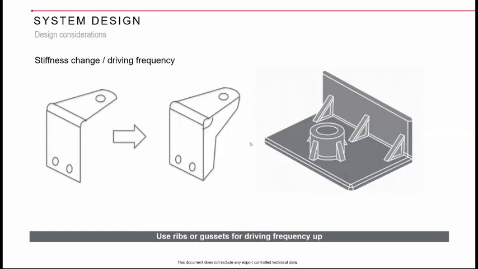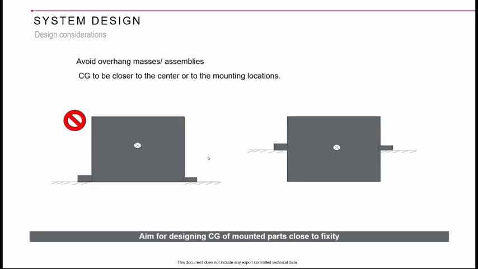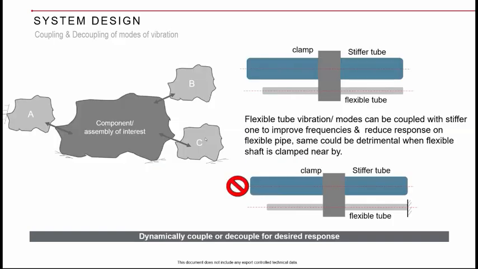Similarly, stiffness change can be achieved with simple design changes. You can have ribs locally. When I say local design changes, you need not have thickened sheets, but you have to look for how you can achieve the frequency drive by having ribs or gussets. That is one thing. And the center of gravity of overhang systems should always be closer to the mounts. For the packaging of electronic systems, if you can mount something close to the fixity, maintaining the CG that way is better than having something like this.